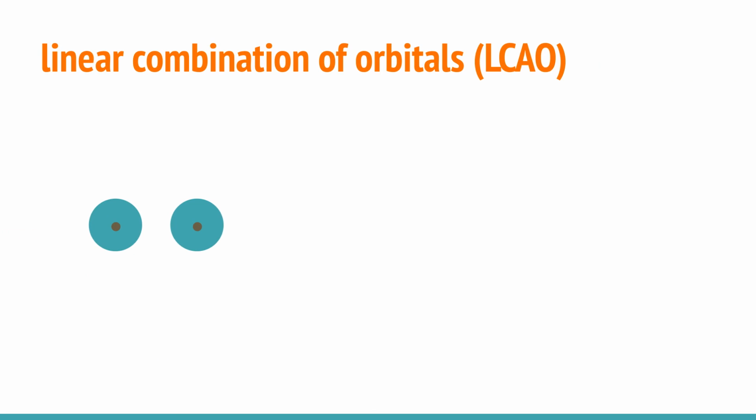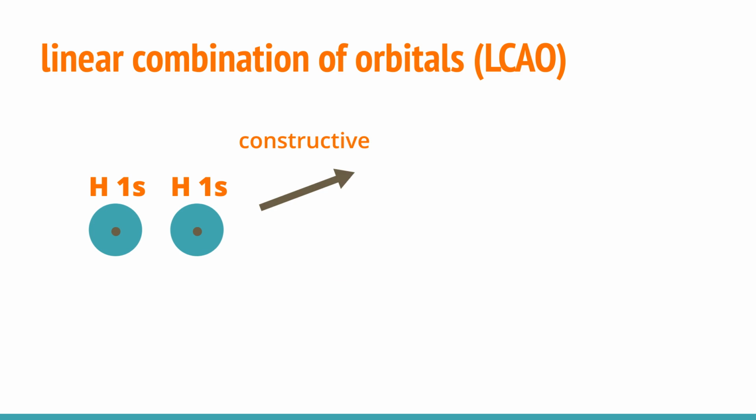In this case, we're going to be talking about a simple diatomic molecule. Let's take hydrogen as an example. Here we have two hydrogen atoms. In order to combine them into one molecular orbital, we need to linearly combine the atomic orbitals. Each atom has one electron, which resides in the 1s orbital. These orbitals can combine in either a constructive or destructive manner, in phase or out of phase.